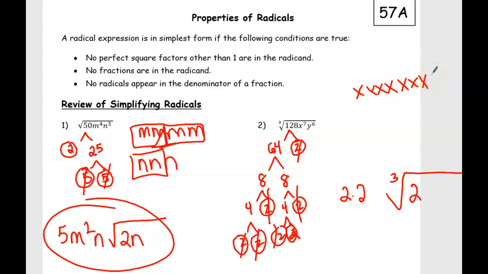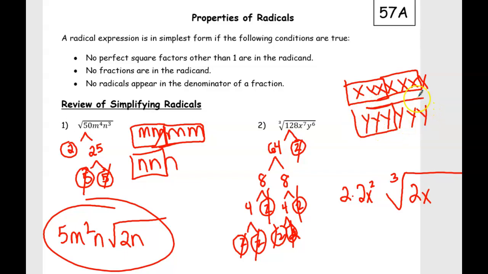and we're looking for triples. Actually, let's see, we got our triples. We've got 3 x's with 2 groups, so it would be x squared with 1 left over. And then our y to the 6th, if we do the same thing, we've got 6 y's, groups of 3. We've got 2 groups of 3, so y would be squared.